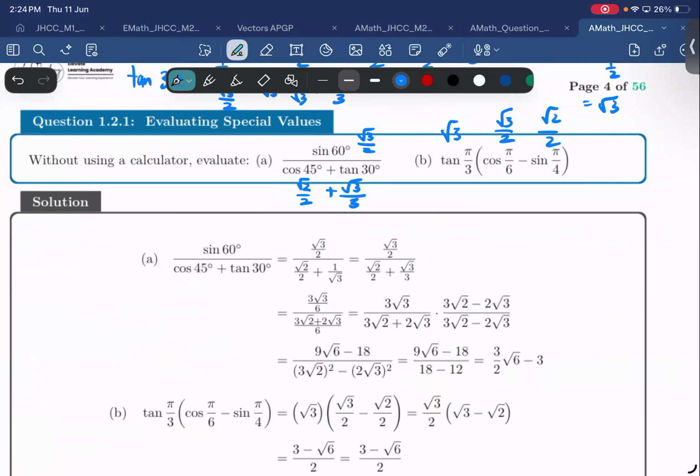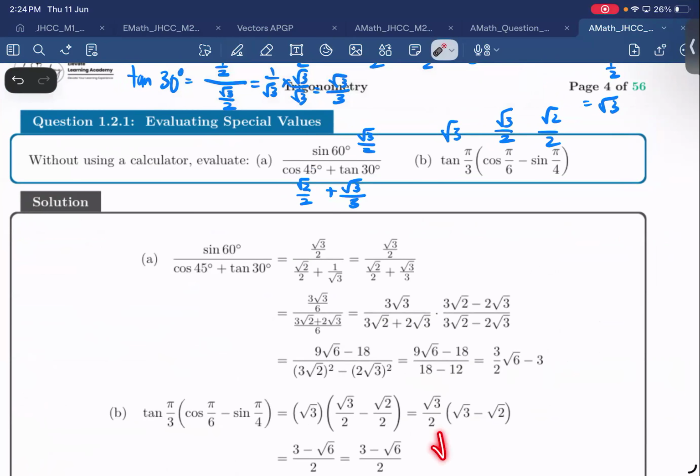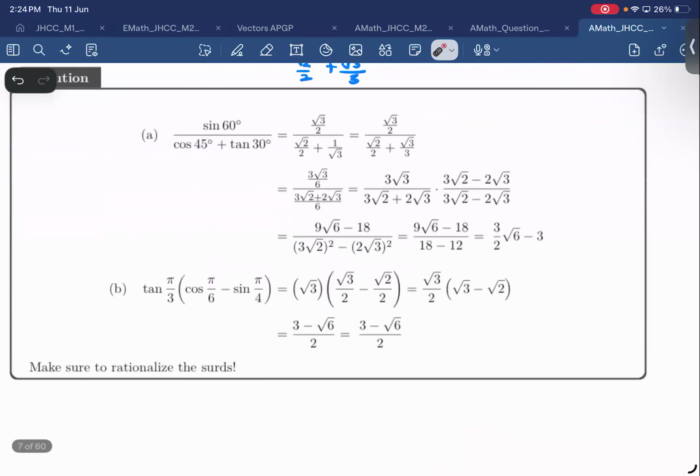You don't even need to rationalize anything here. You can just combine the fractions. Here, I guess we do use the fact that square root a times square root b equals square root ab, to make it a bit nicer. Definitely part A is more challenging because you need to deal with a fraction inside a fraction and then rationalize afterwards. Part B is simple business.